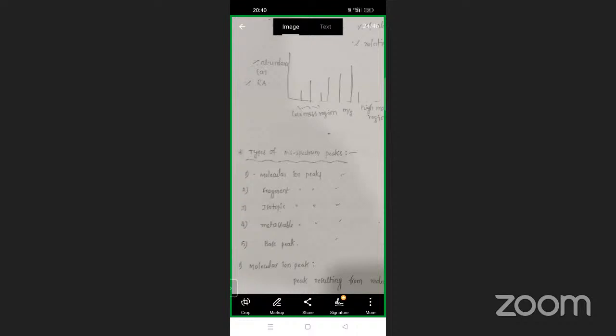And types of mass spectrum peaks. This is very, very important. Types of mass spectrum peaks here.